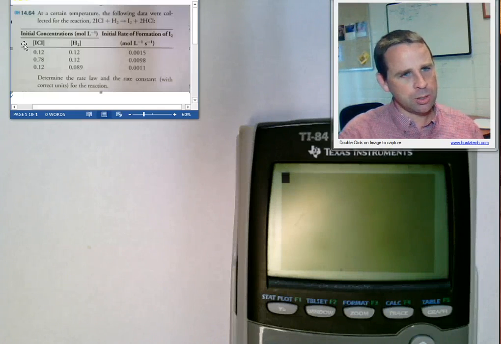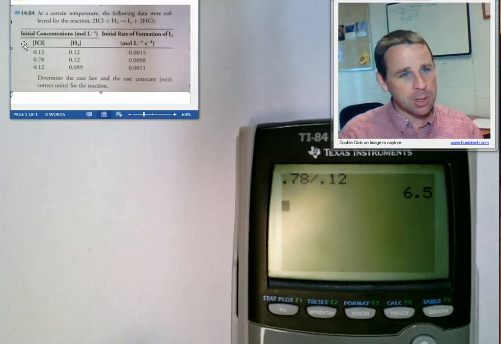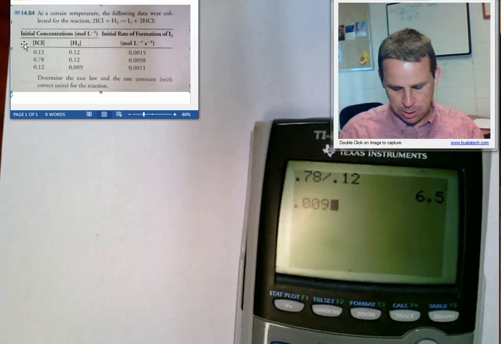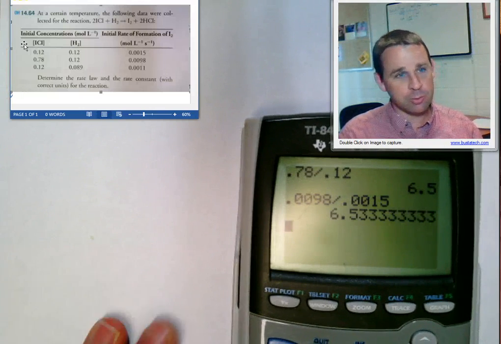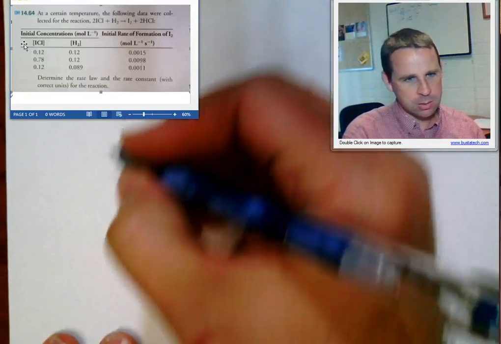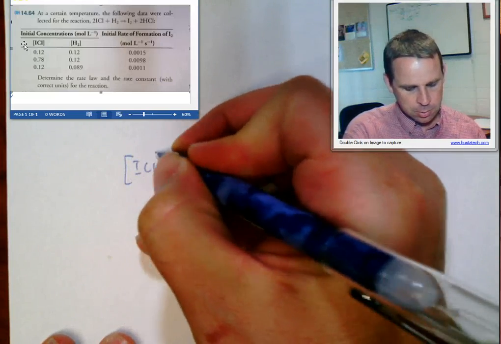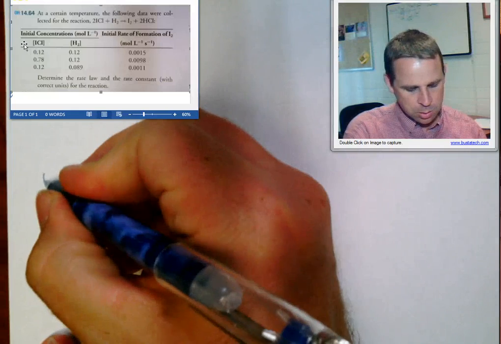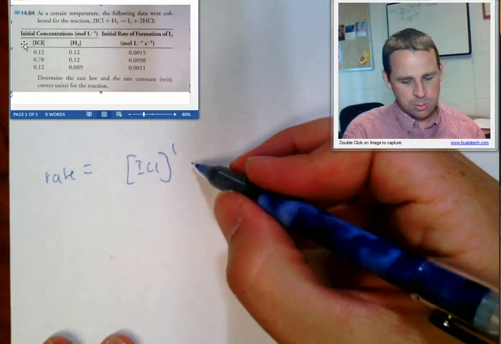Let's see, 0.12 to 0.78. So if I take 0.78 divided by 0.12, then we increased it 6.5 times. And if I take 0.0098 divided by 0.0015, it increases 6.5 times as well. So I can see that the exponent on the ICl is 1. So the rate for this reaction is going to be some constant times that raised to the 1.